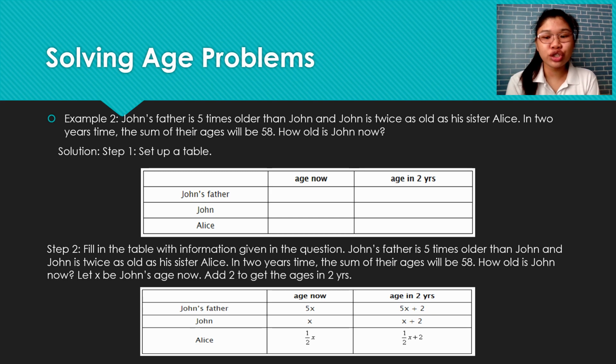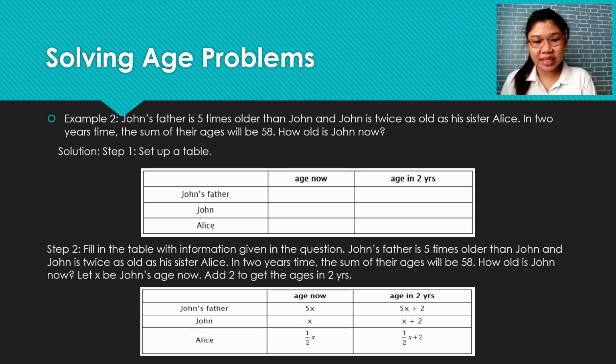So you should be careful in reading and representing equations, especially in age. It's John is twice as old as his sister Alice. So meaning Alice is 1/2 the age of John, because if you multiply Alice's age by 2, it should be John's age. That is why we have the present age as 1/2 x.